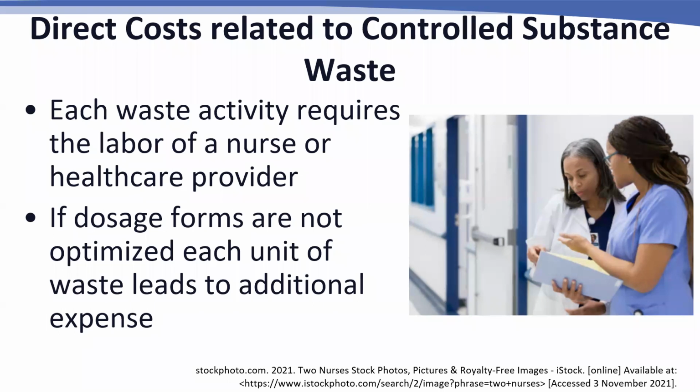So again, if we're using a 5 cc vial and we're only using 2 cc's, we're basically wasting more than half of that drug, but we're paying for all of that drug. And so how can we optimize the dosages that we're currently utilizing?